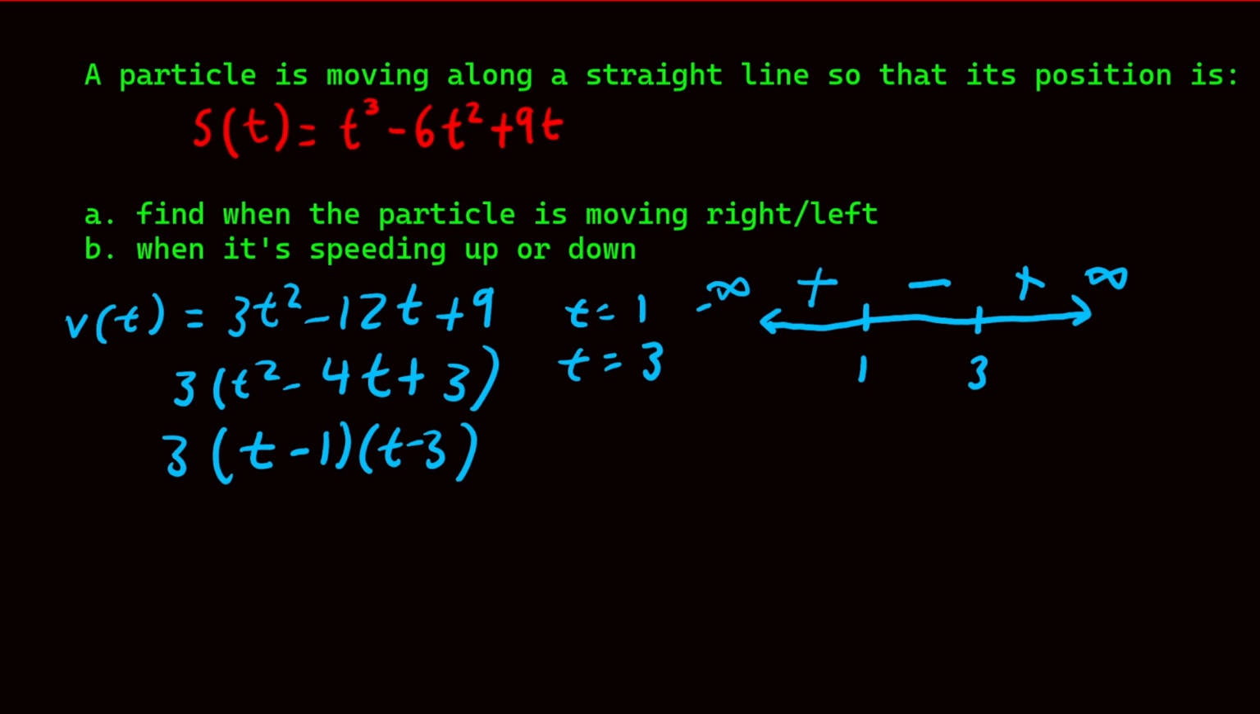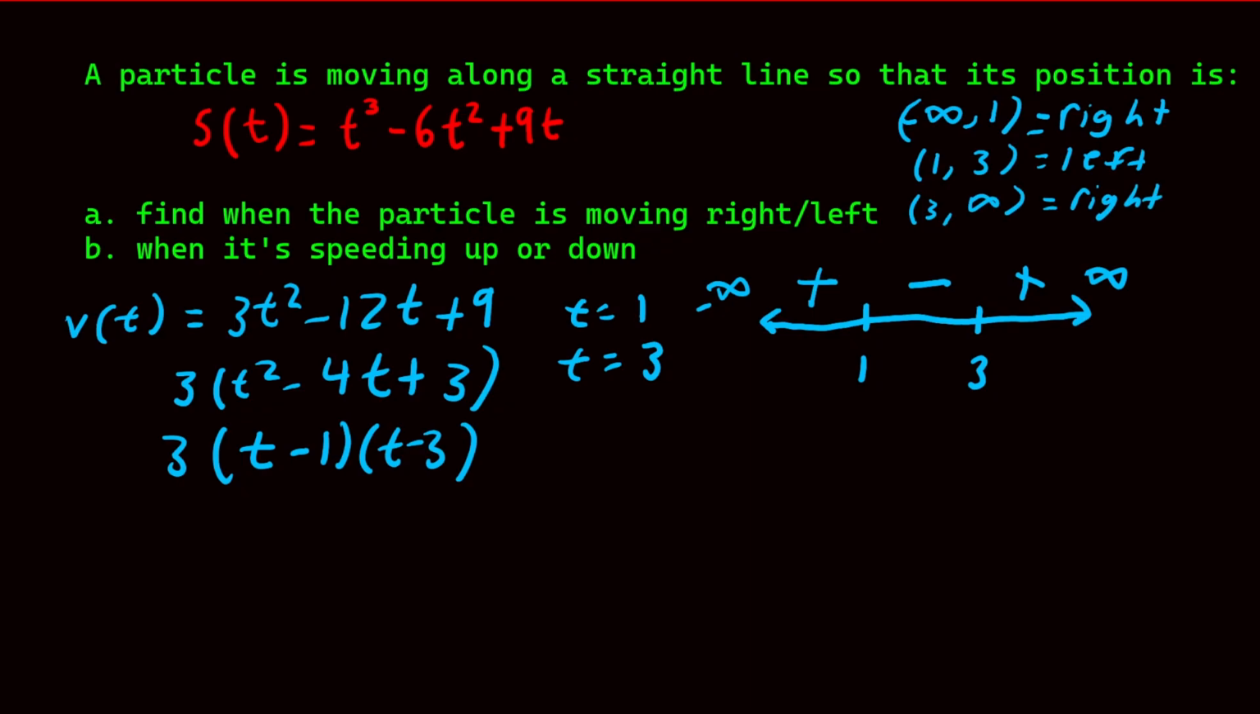So now we know, let's answer A first. From negative infinity to 1, the velocity is positive, so the particle is moving right. Then from 1 to 3, it's moving left because it's negative. And then from 3 to infinity, it's moving right. So question A is done. Now let's see when it's speeding up or slowing down.